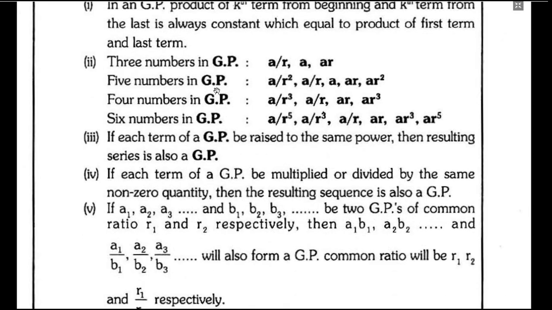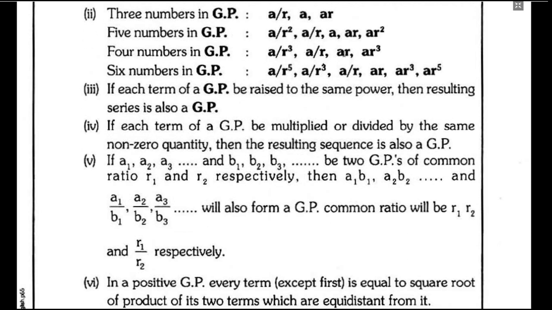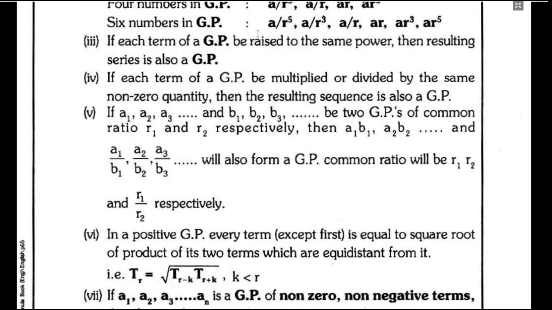3 numbers in GP: a upon r, a, ar. 5 numbers in GP: a upon r square, a upon r, a, ar, ar square. 4 numbers in GP: a upon r cube, a upon r, ar, ar cube. 6 numbers in GP: a upon r5, a upon r cube, a upon r, ar, ar cube, ar5.